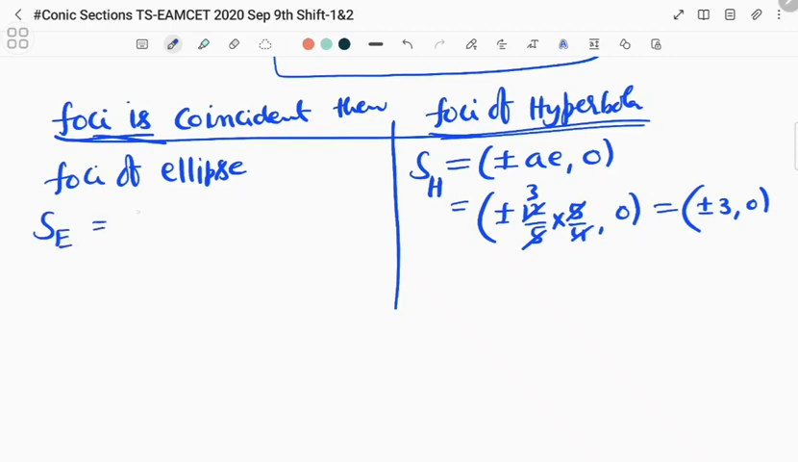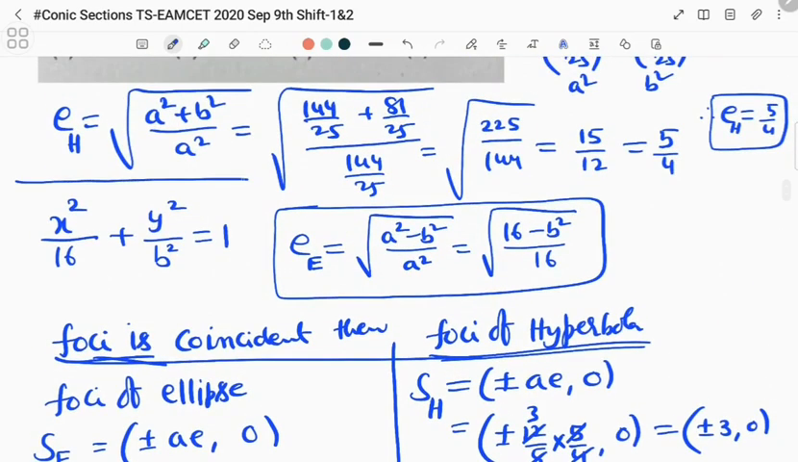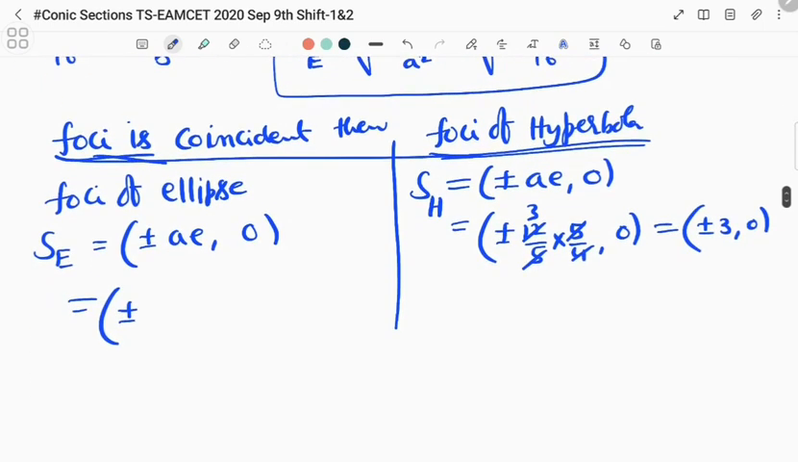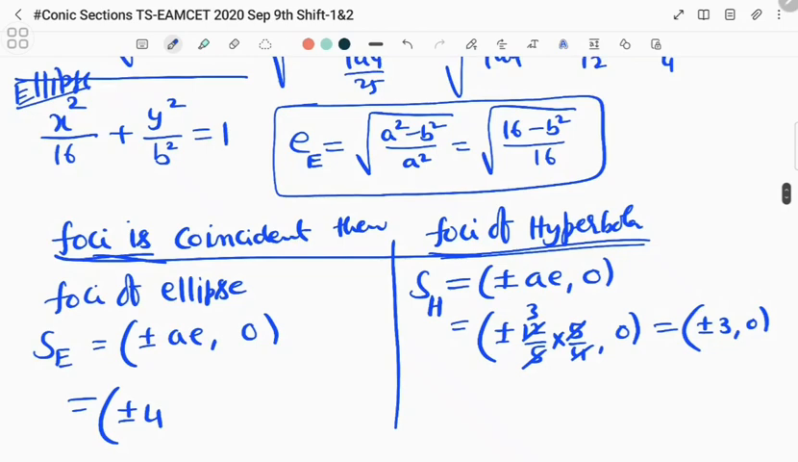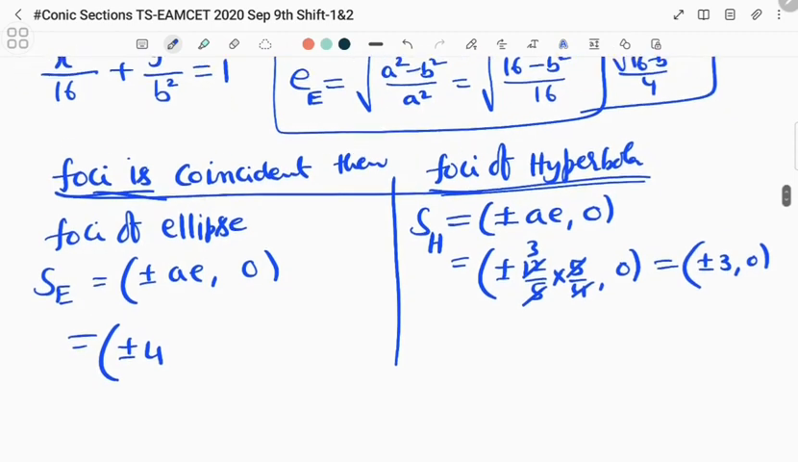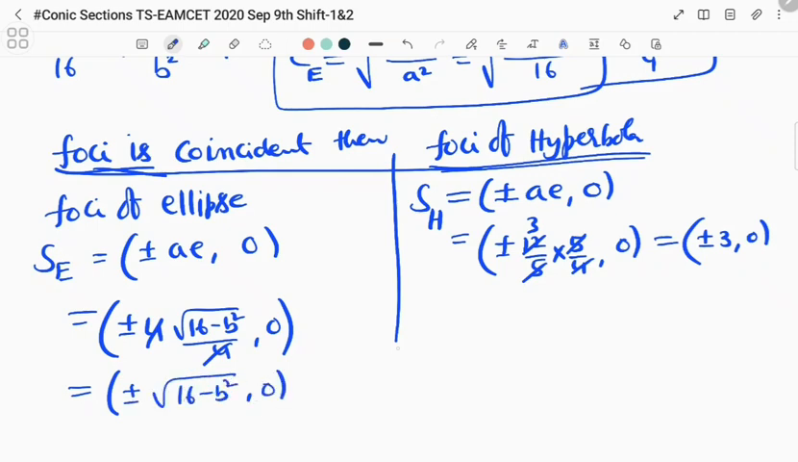Next, foci of ellipse. Plus or minus AE comma 0 only, no? So plus or minus A value according to this. This is the ellipse equation. Ellipse A square, A value is 4, eccentricity value, this one is, so we can simplify more, means root 16 minus b square by 4 only will come now. So root 16 minus b square divided by 4. Here these two will be cancelled. Plus or minus root 16 minus b square, 0.